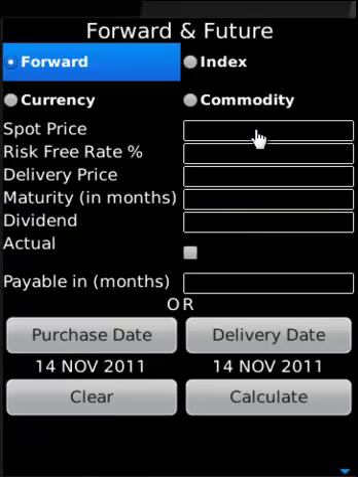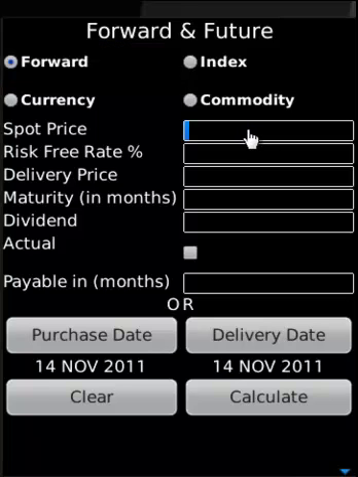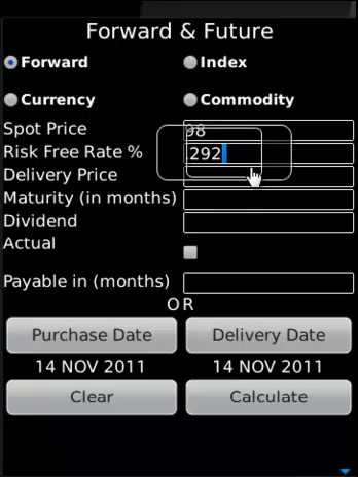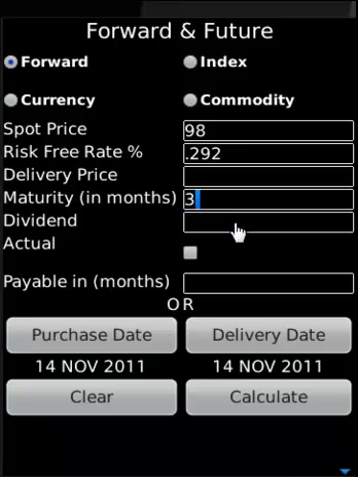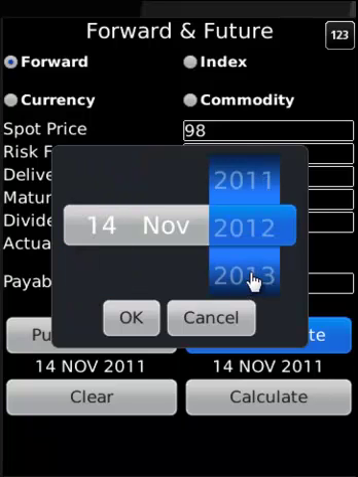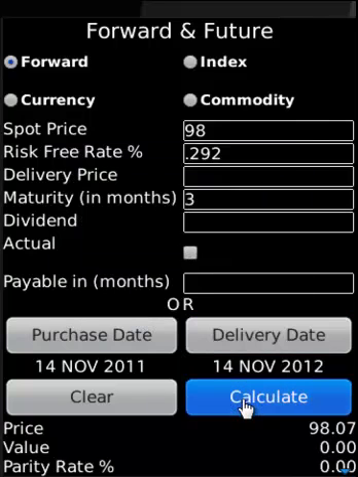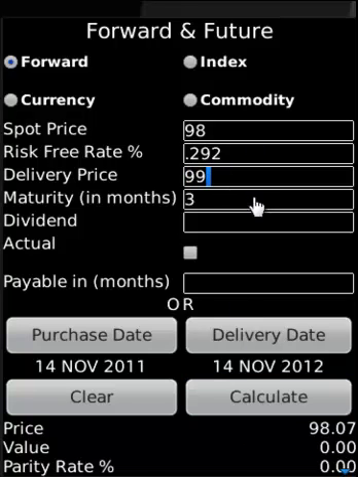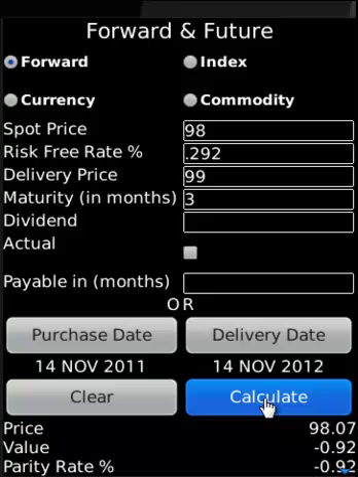Forward and future: here we cover forward, index, currency, commodity. So 98, expiry rate is 0.292, delivery price we will say 3 months, and okay, so now we say what date we are going to deliver, say next year, and we do calculate. So price, parity, and so on. So if we do 99, we calculate, this is what we find.